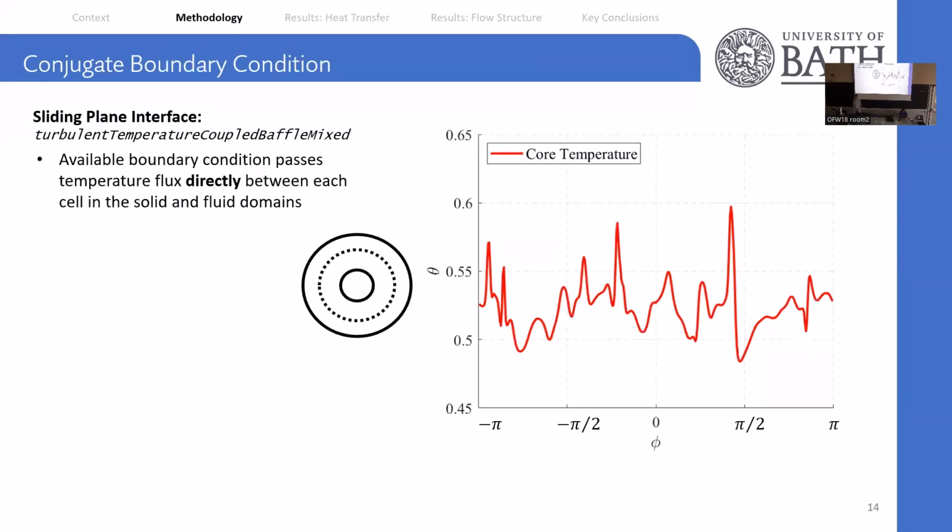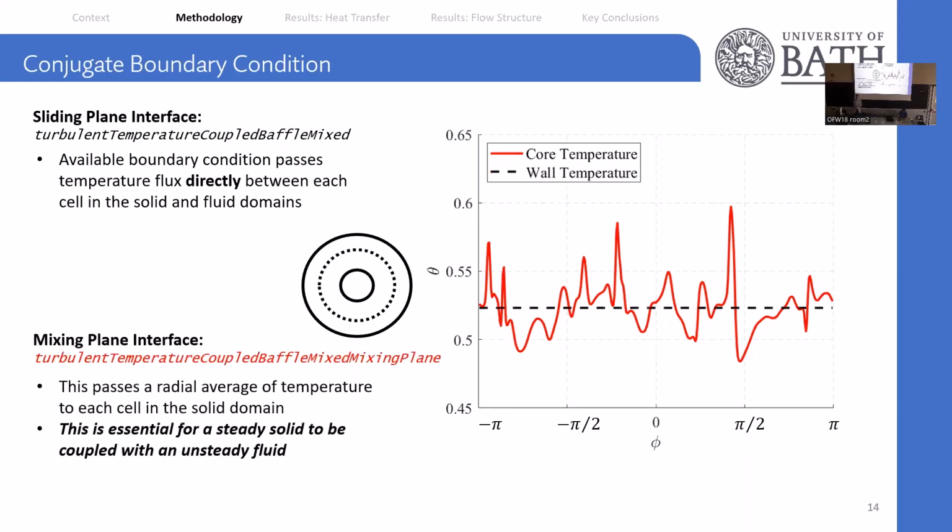The other implementation was a new conjugate boundary condition. The existing conjugate boundary condition is a sliding plane, which passes the information of temperature directly between coupled cells. On the right here is an example of a non-dimensional temperature profile taken at a single radius within the fluid. With the sliding plane in space, this is passed directly into the solid. However, I'll show you in a second why this is actually an unrealistic result. And I've implemented a new version of this code, which has a mixing plane, which passes a radial average of temperature from the fluid to the solid.